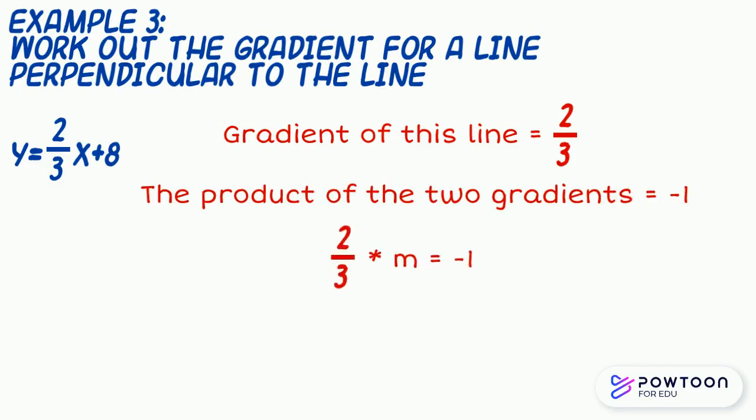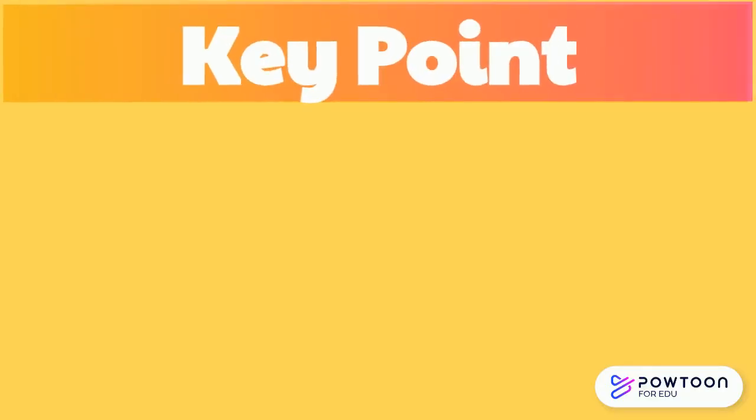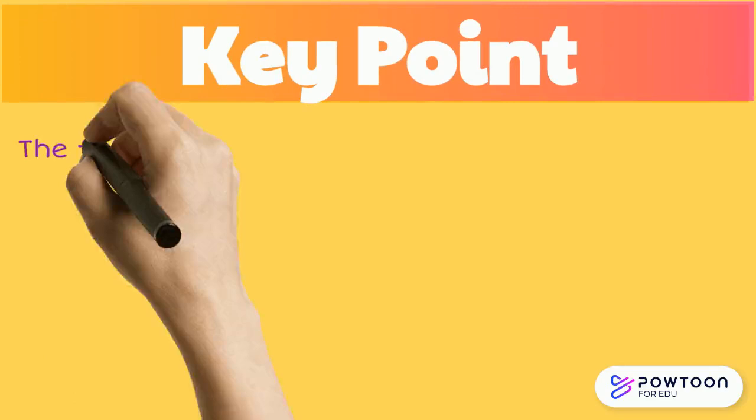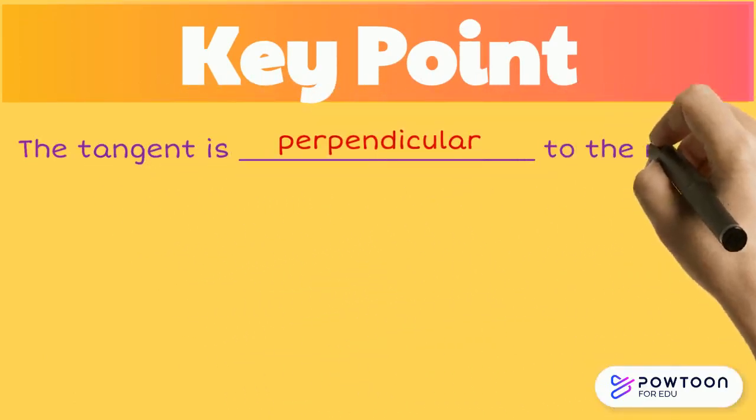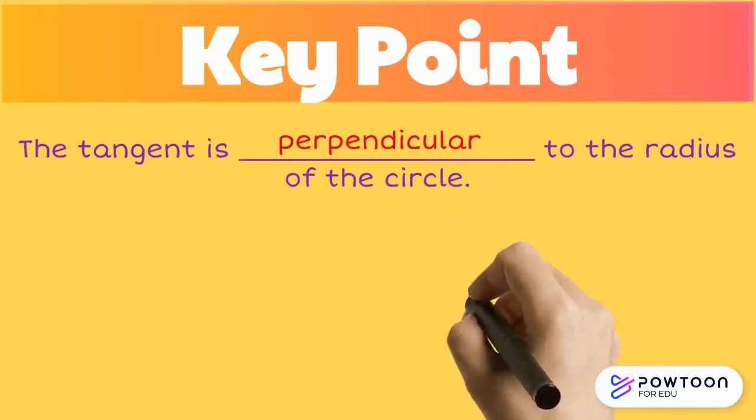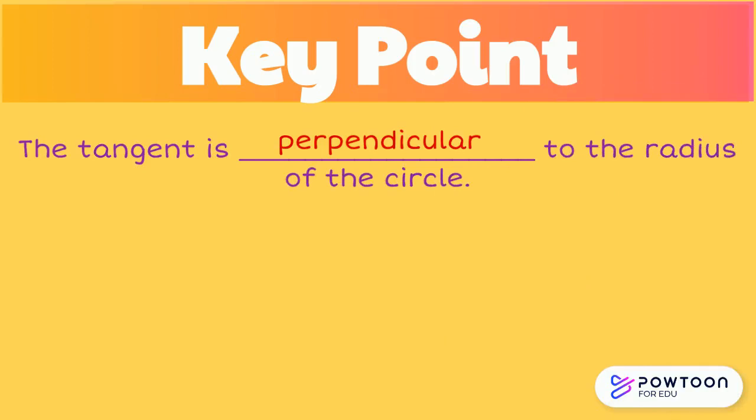To solve this, we're going to divide by 2/3 on both sides. Remember, when you divide by a fraction, it's actually the same thing as multiplying by its reciprocal. So it's actually the same thing as multiplying by 3/2. So we end up with a gradient of -3/2, or you can think of it as -1.5. This key point is another example of something that you should already know. We talked about it a couple weeks ago, but the tangent is always perpendicular to the radius of the circle.